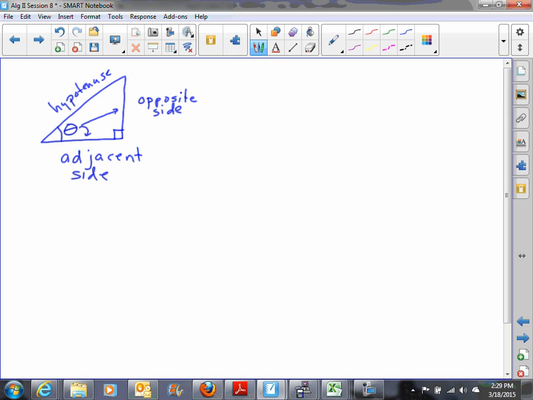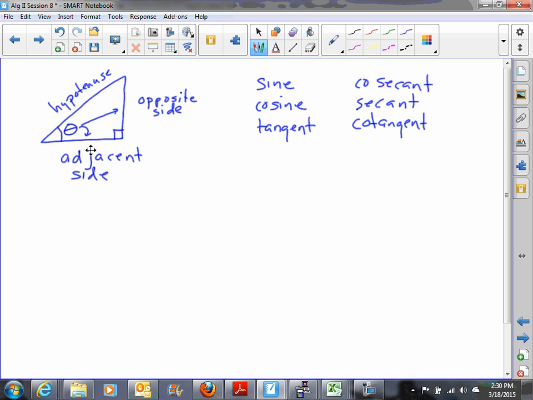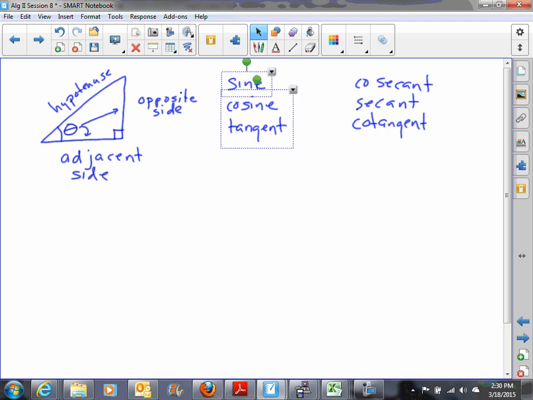Now, the trigonometric functions are sine, cosine, tangent, and then cotangent, secant, and cosecant. Now, each one of these functions has a three-letter abbreviation. I probably should have given myself a little bit more room here. Let's move this over this way.